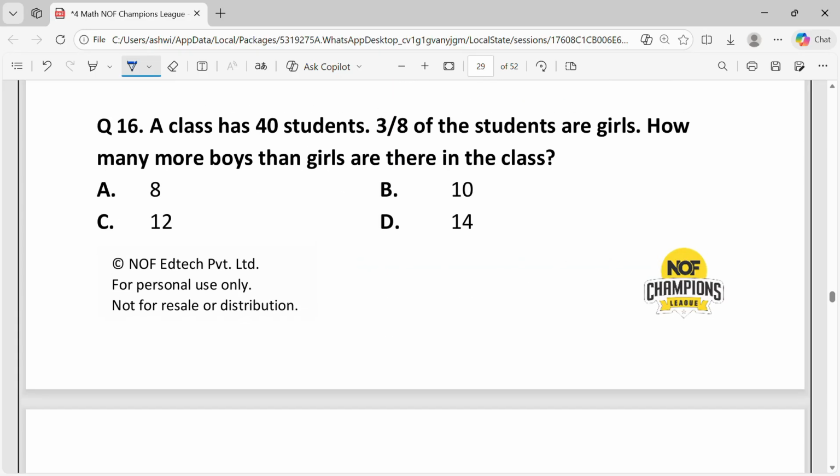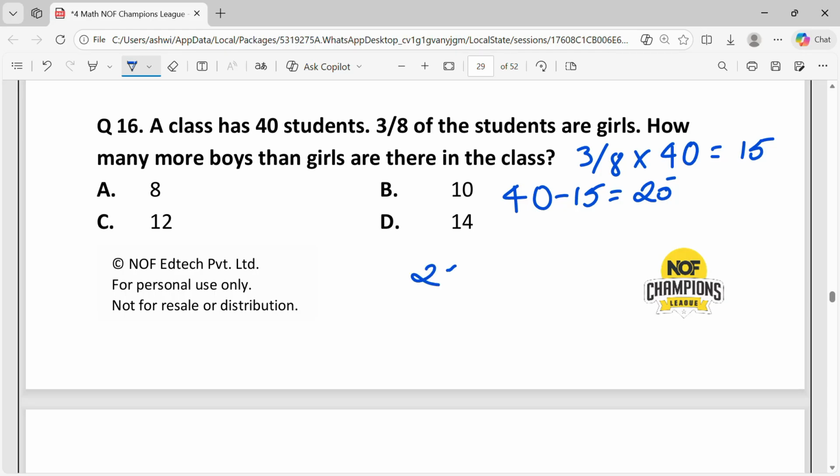Question 16. A class has 40 students. 3 by 8 of the students are girls. How many more boys than girls are there in the class? Total number of girls is 3 by 8 into 40, that is equal to 15. So the number of boys is 40 minus 15, that is equal to 25. The difference between the number of boys and the number of girls is 25 minus 15, that is equal to 10. That is option B.